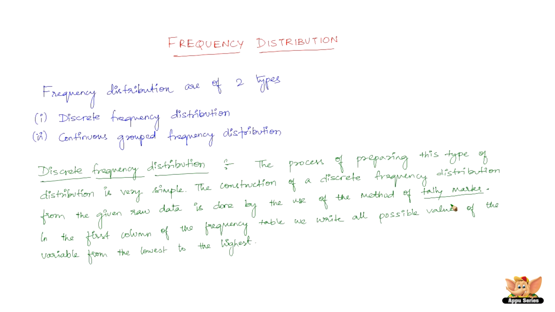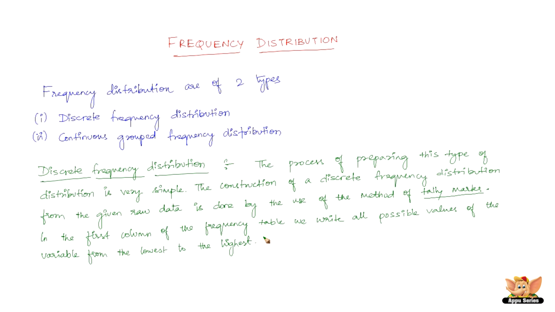And then in the next column, say for example if it is number of students, then it is understood that the number of students is 5. That is corresponding to that striked across tally marks. In the first column of the frequency table, we write all the possible values of the variable from the lowest to the highest.